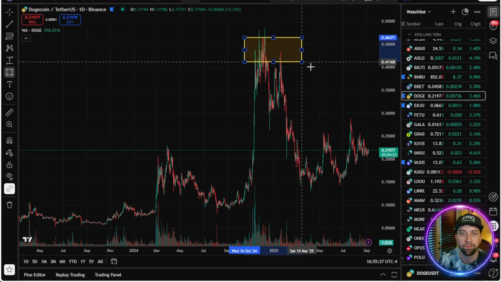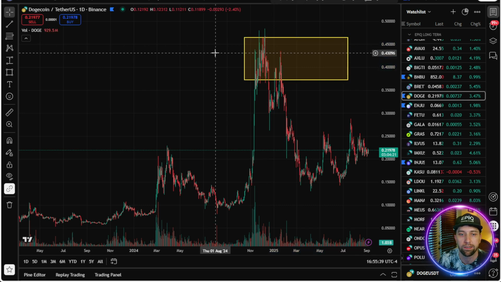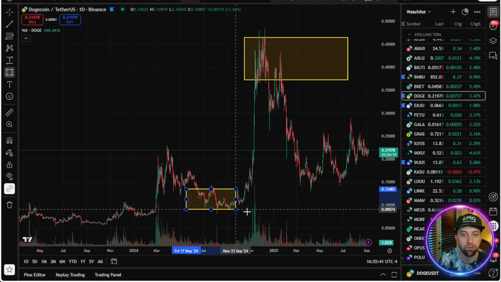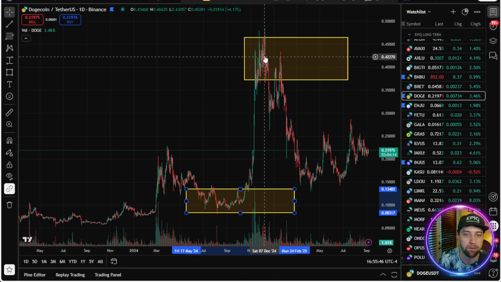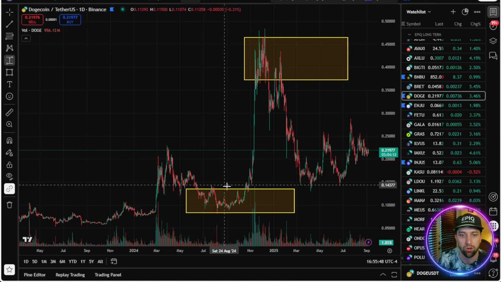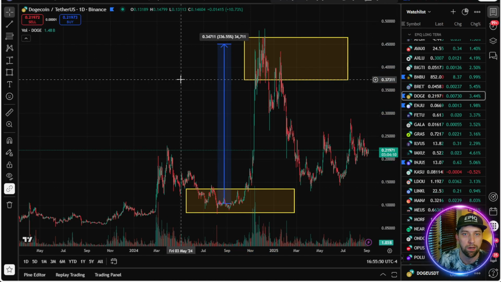Everything that's a little bit on the higher end, like for example, people that are buying Doge up here, this is when people were buying in and FOMO chasing. The people that bought when it was oversold were buying down here, and the people that bought when it was overbought got in up here. And then these people that bought in when it was oversold got in and made about 300%.